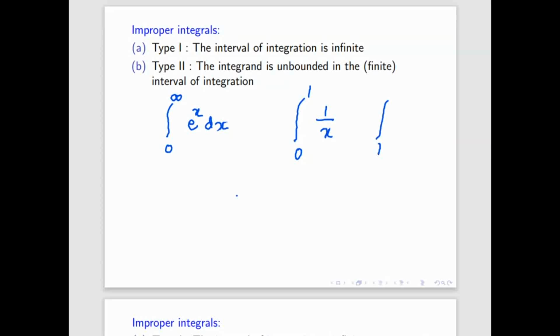So I'm giving some examples. Can you tell me what is the type? The first thing is, is it improper or not? Second, if it is improper, is it type 1 or type 2? Like the first one, integral limits are infinite here, so it is improper integral because this is infinite. Because of this infinite, it is improper and it is type 1.